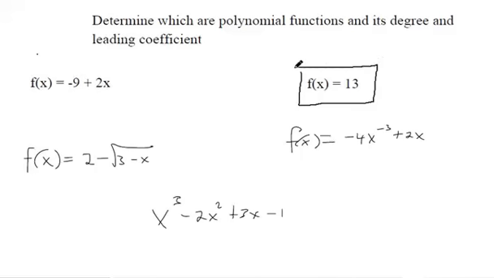So this is kind of a trick one. This is actually a polynomial. Its degree is 0, because it could be x to the 0 here, right? That doesn't change anything. And then the leading coefficient would be 13, because that's the number out front here.